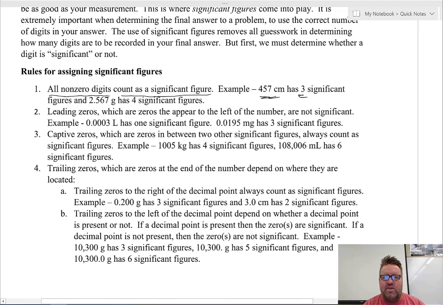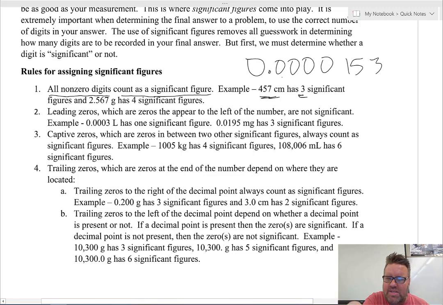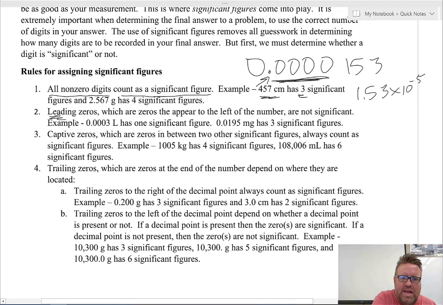So the first type of zero that doesn't count: think back to when we learned about scientific notation, when it was 0.0000153. Okay, and we asked, why are those zeros there? Well, they're there so we know where the decimal point is. But really, are they important? They're not, because we can write that number in scientific notation and it's fine. Those zeros, what we call leading zeros, zeros at the beginning of the number to the left of the number, are not significant.